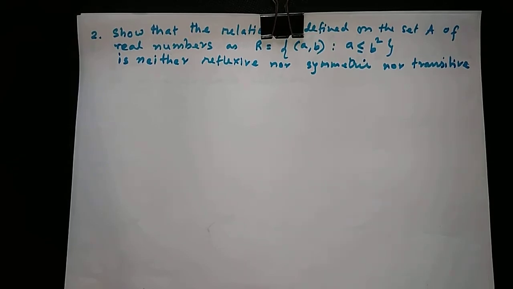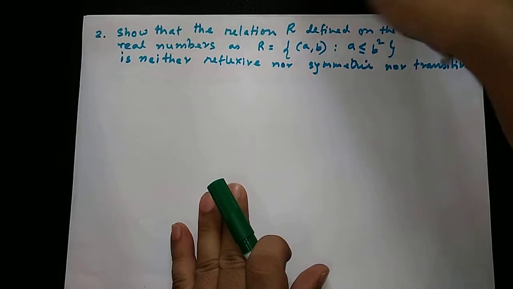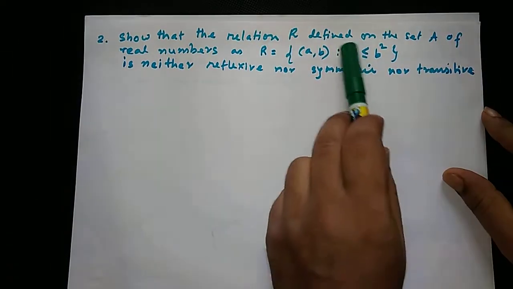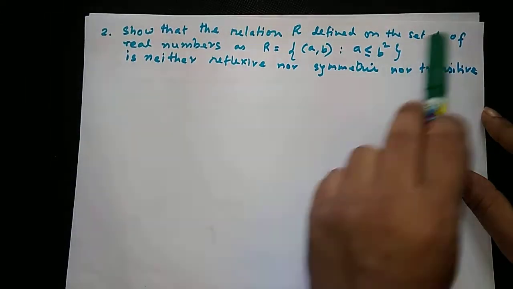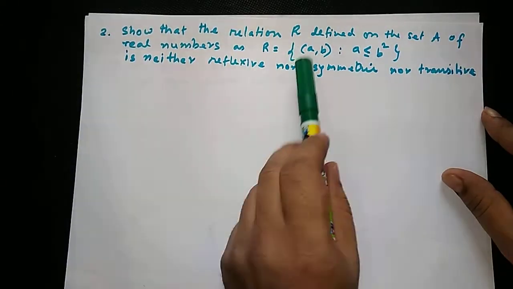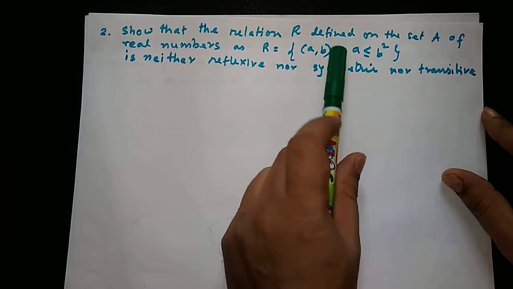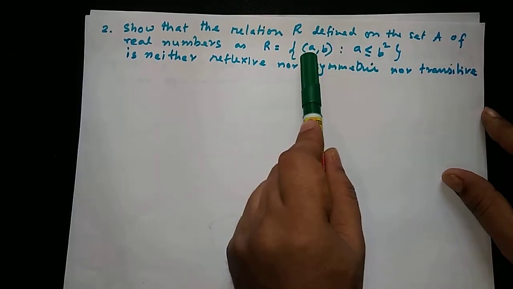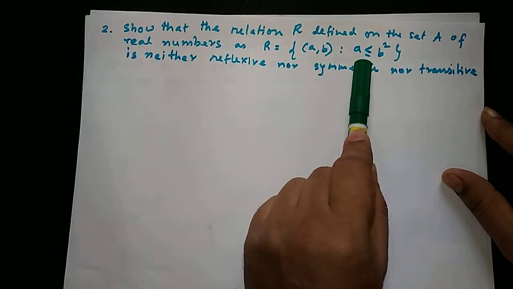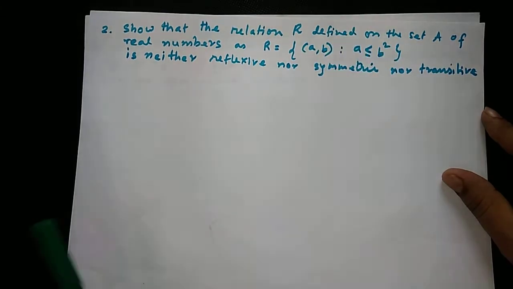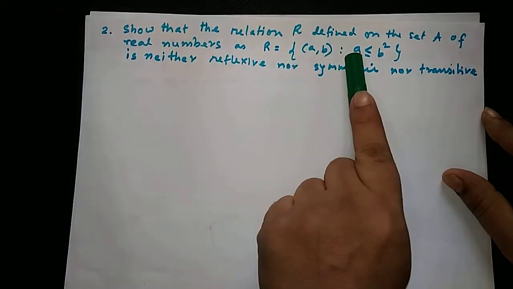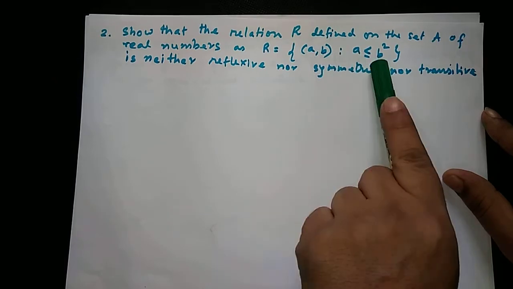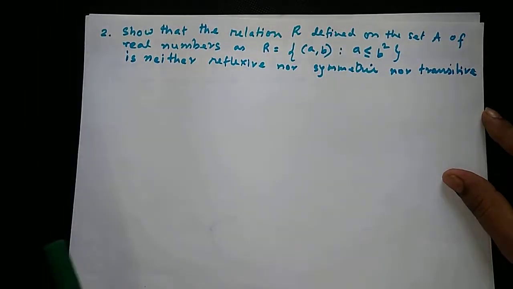Next, sum number 2 says, show that the relation R defined on a set A of real numbers, where A is the set of real numbers, is defined as R is a set of ordered pairs (a, b) such that a is less than or equal to b square. The first component is less than or equal to the square of the second component. Any ordered pair satisfying these conditions will be part of this relation.